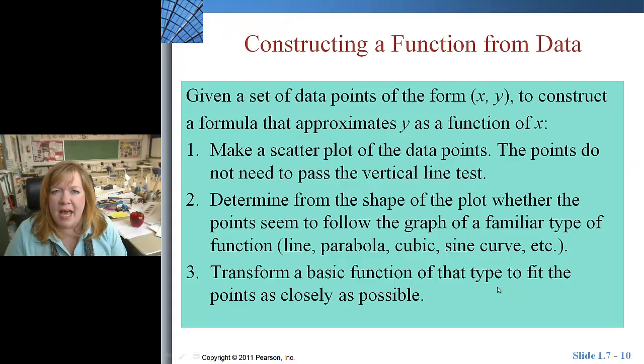Looking at scatter plots and data. Now this is the way that most businesses work. They get a bunch of data and they say, what's the pattern? What should our budget be? How much should we sell this for? So this is where regression analysis comes in.